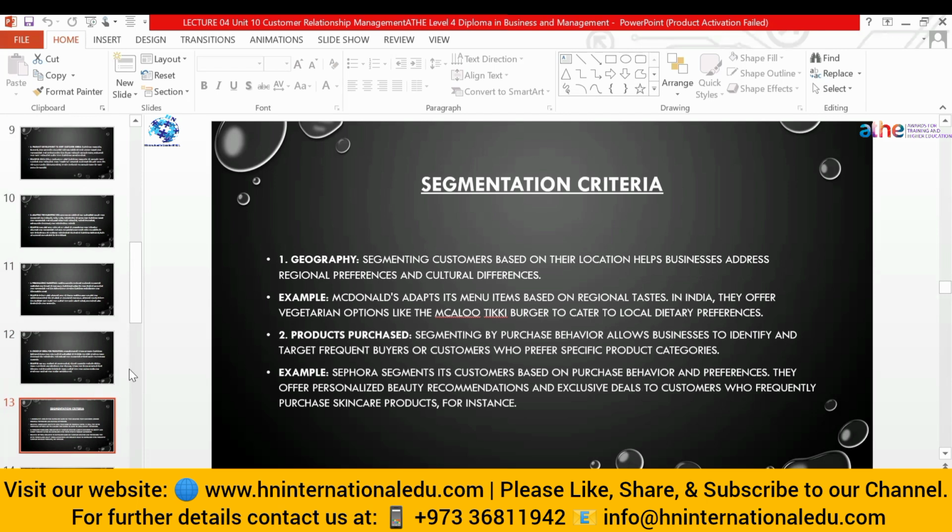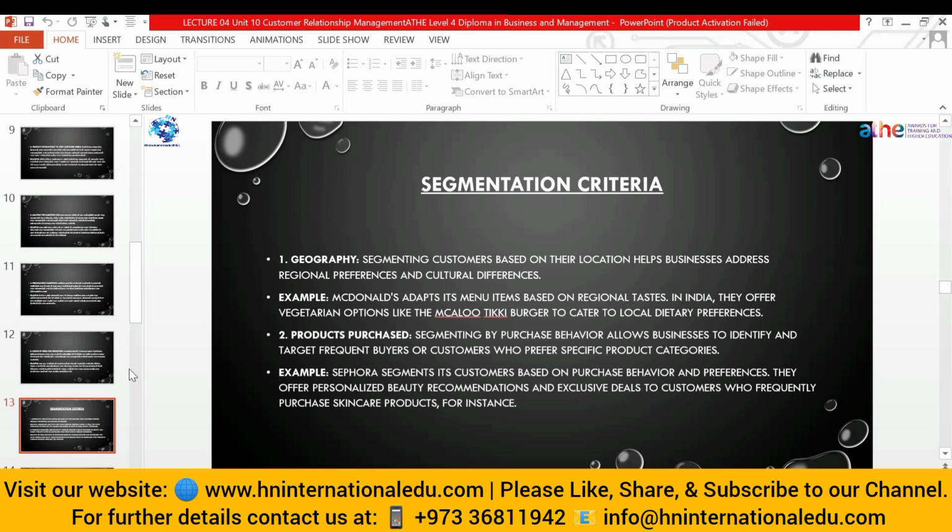Segmentation criteria. The first point is geography. Segmenting consumers based on their location helps the businesses address regional preferences and the cultural differences. That is where they are located. I'm located in Pakistan, city Islamabad. You people are in Saudi Arabia, Jeddah, Dammam, Riyadh, Taif, Makkah, Medina, and I mean there are so many. A place Al Ula as well. So it depends wherever you are.